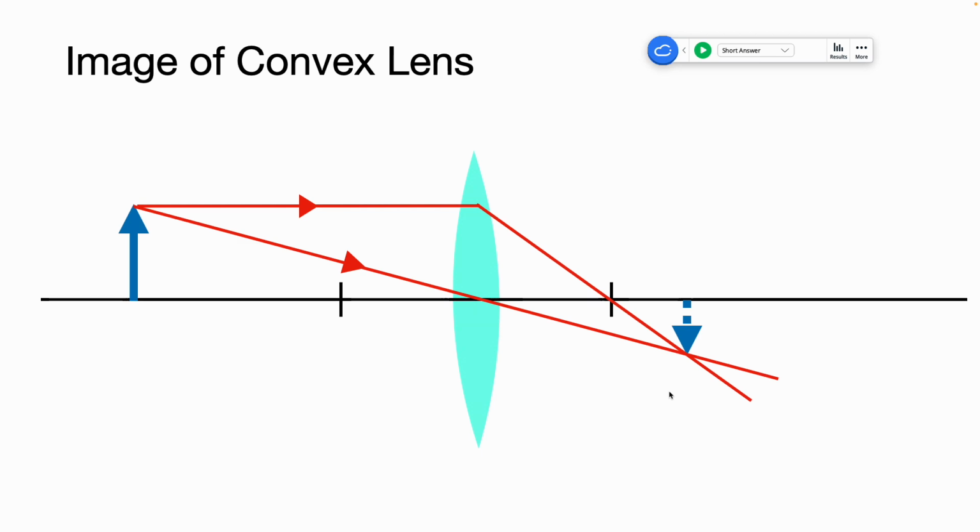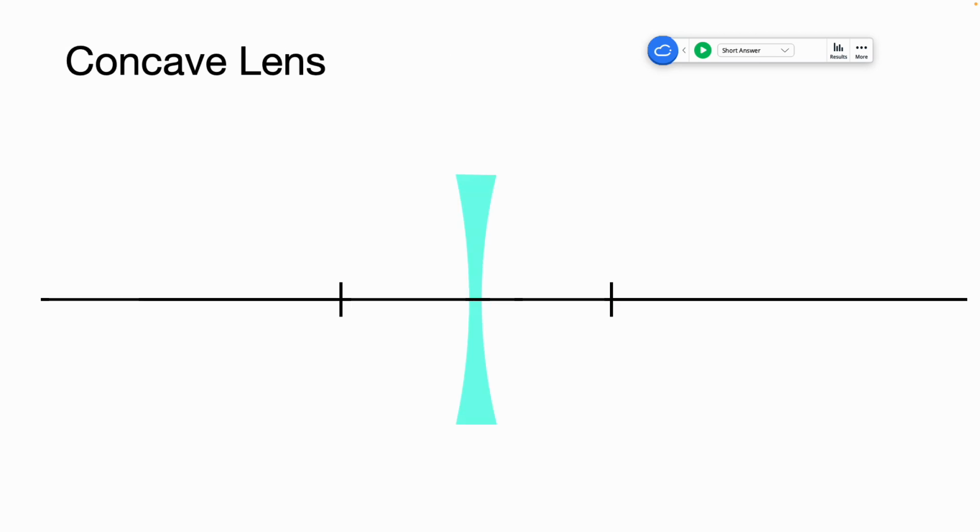Alright, so this is how a convex lens works. Any question? So if you are far-sighted, you will be wearing a convex lens. But if you are nearsighted, what you are wearing is not a convex lens, it's more likely to be a concave lens.